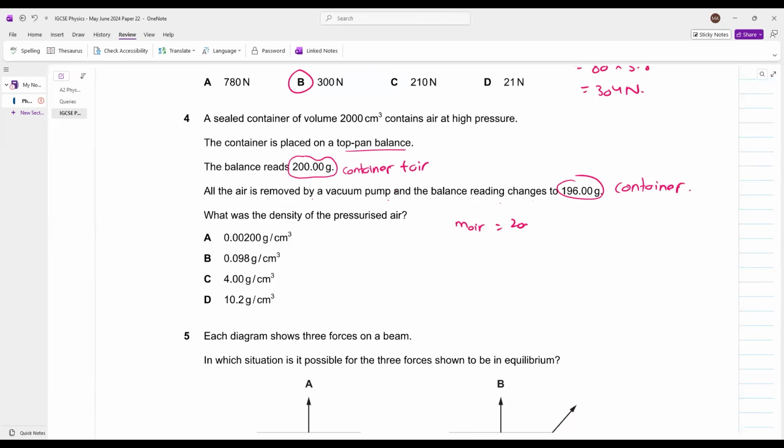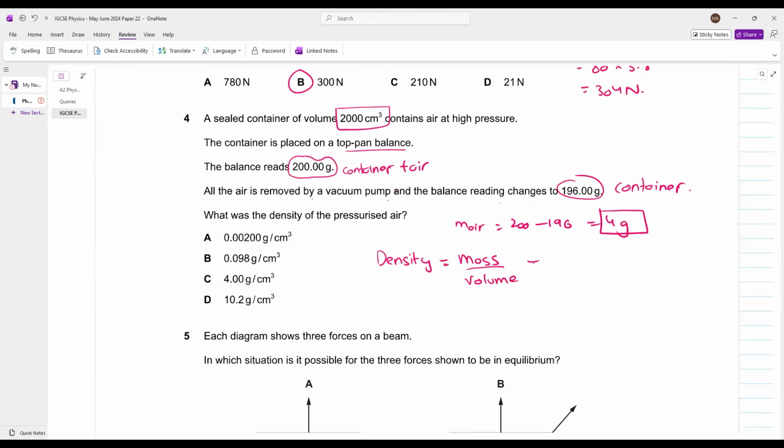Yes, 200 minus 196. The mass of the air is 4 grams. What is the volume of the air? 2000 cm cube. Can you calculate the density? Yes. Density is equal to mass over volume.